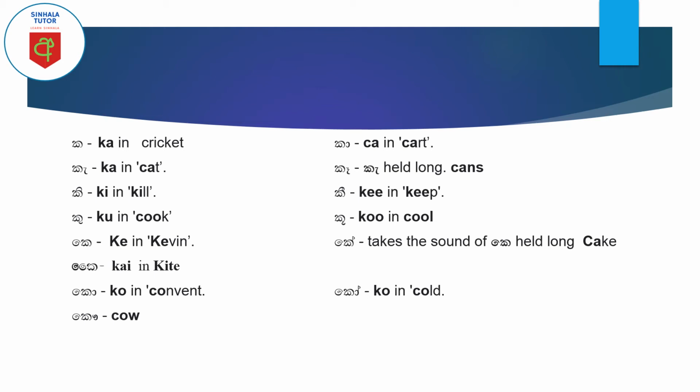And the longer ki, that is kee. Here also, that is the next one, we call diga pilla, the longer one. So it is kee, and the word keep, you can pronounce that one as keep. Okay. Next one is ko. So k plus u sound, the vowel u. So the preparation is ku.